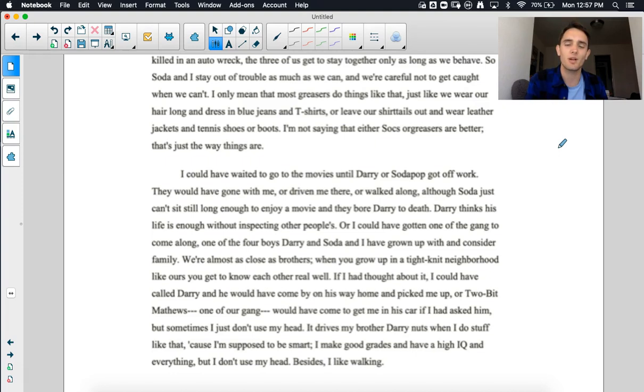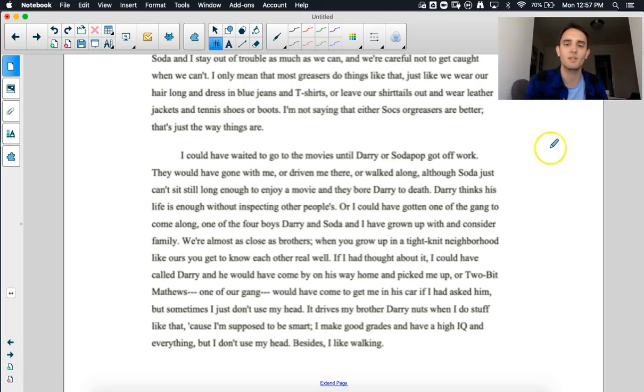We're almost as close as brothers when you grow up in a tight-knit neighborhood like ours and get to know each other real well. If I had thought about it, I could have called Darry and he would have come by on his way home and picked me up. Or Two-Bit Matthews, one of our gang, would have come to get me in his car if I asked him. But sometimes I can't use my head. It drives my brother Darry nuts when I do stuff like that, because I'm supposed to be smart. I make good grades and I have a high IQ and everything, but I don't use my head. Besides, I like walking.